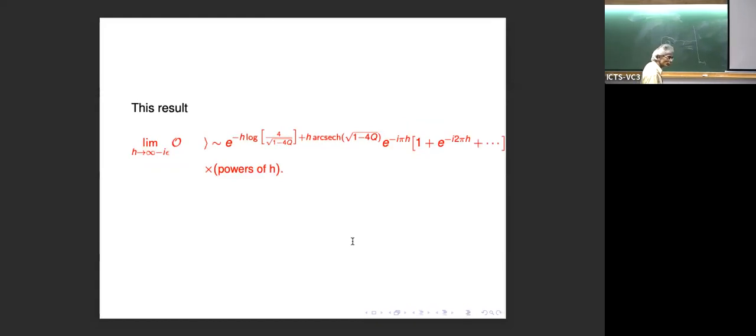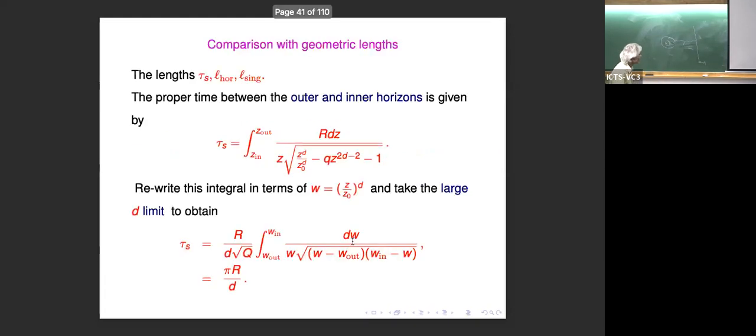So there is more structure to it now. There is this term, there is this arc secant term, and then there is that e to the minus 5 phase with all those things and powers of h. So this is the large H limit of that 1-point function. And now let us compare it with geometric lengths again, right? So here it is. This is the proper time. And again, take large D, and that is indeed just pi r by d. It's surprising that that's also pi r by d.